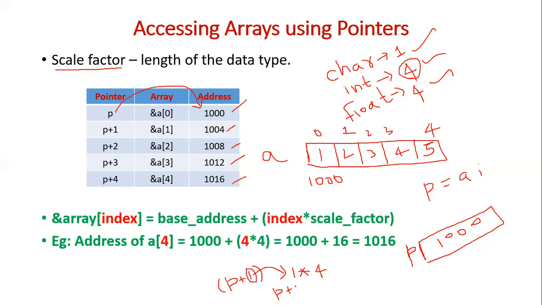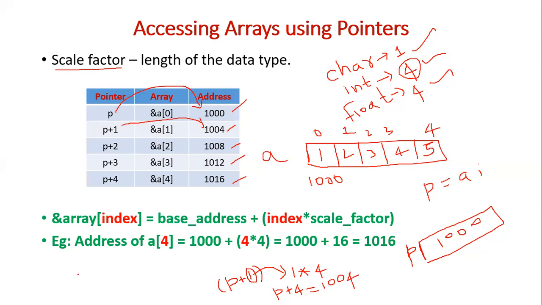And what is P? P is 1000. So 1000 plus 4 is 1004. Are you getting it? So P plus 1 refers to 1004, just like how the address of A of 1 refers to 1004.